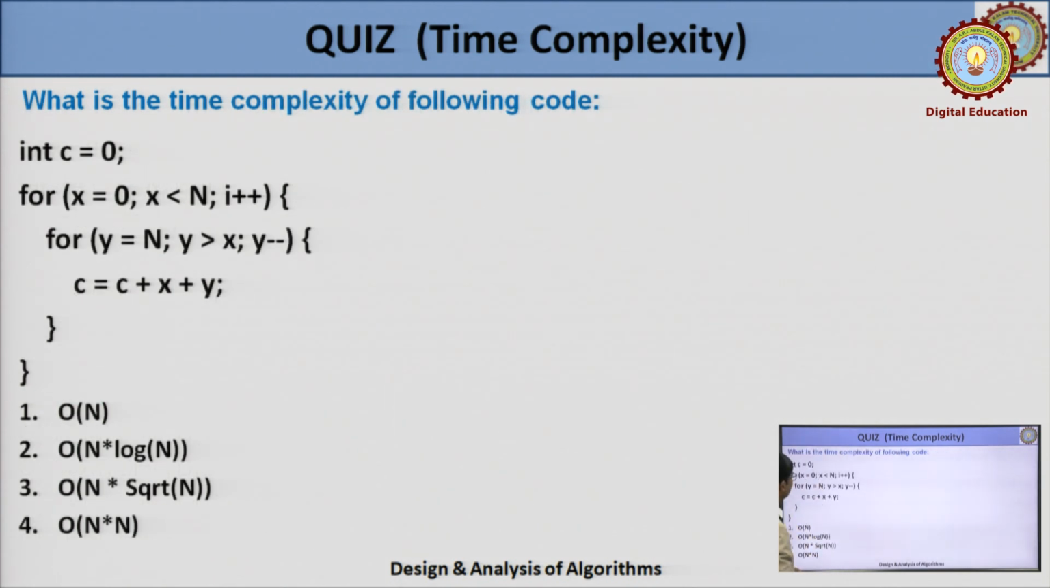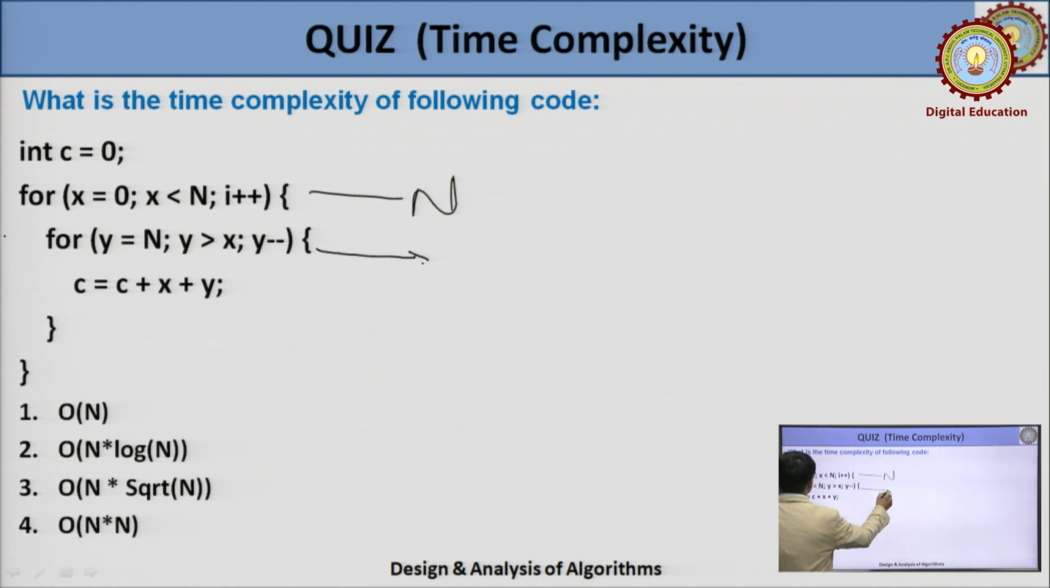Let us take another example where we have been asked to determine the time complexity of the following code. In this particular example, we have an embedded loop. The first loop goes till n times, and the second embedded loop also has a strength of n times. A simple expression has been given, where we are adding x and y quantity with every iteration of y. So in this case, what would be the time complexity?